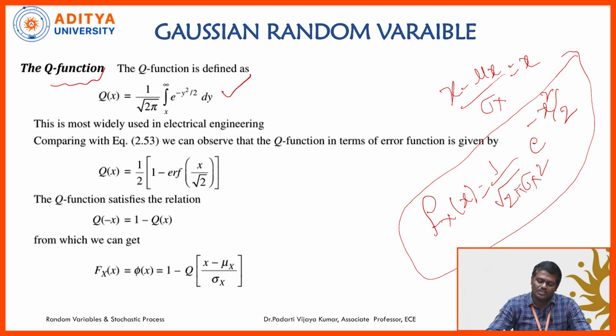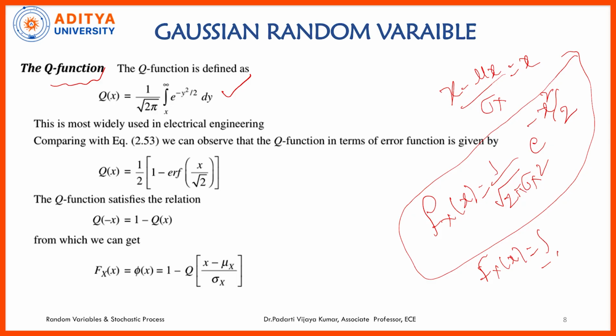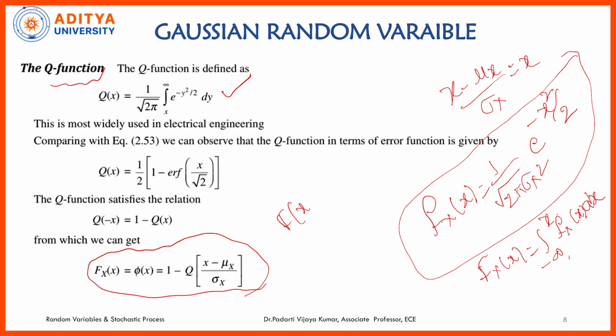Then the distribution function is the integration of the density function. Now you can see this Gaussian function and the Q function are similar except for the limits. Here the limits are minus infinity to x, here the limits are x to infinity. So the relationship between the Q function and the Gaussian function is F of x is equal to 1 minus Q of x. For example, if you want to compute F of 5, we will calculate it like that, 1 minus Q of 5.